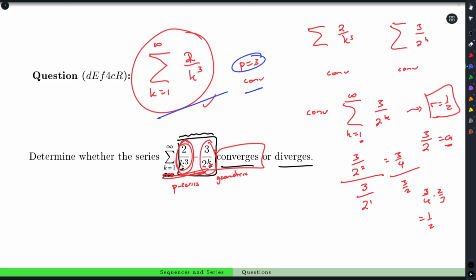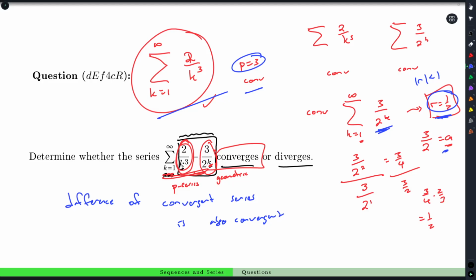Why? Because it's a multiple of a p series with p equals 3. And then we would say, well, this is geometric. How do I know it's geometric? Here's the a and the r, so you're convinced. And since the r in absolute value is less than 1, then it converges. And then I would say difference of convergent series is also convergent. And that's it. That would be the last little bit of my explanation. But the answer here, which is what we wanted, was this converges.